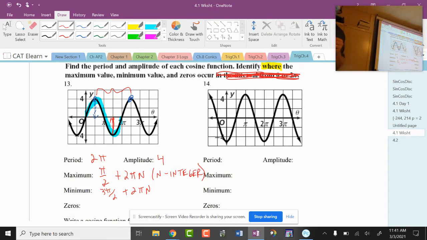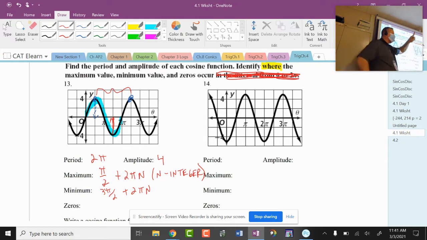And then the last thing, zeros. Be careful. Zeros are here. My question is, how far are all the zeros away? A little different. How far are the zeros away from each other? What's this distance from here to here? Here to here?